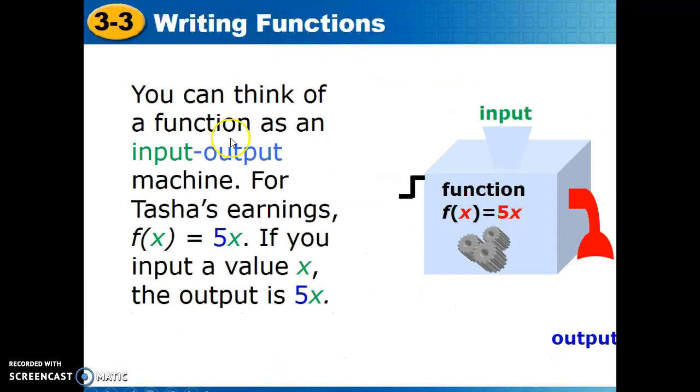You can think of a function as an input-output machine. Here's our machine. We're going to take a value, plug it into the machine, and what comes out is our answer. Tasha's earnings, a function of the number of hours she babysits, is 5x. If you input x, the output is 5x. If you input 2, you get 5 times 2, 10. If you input 6, you get 30, 5 times 6.